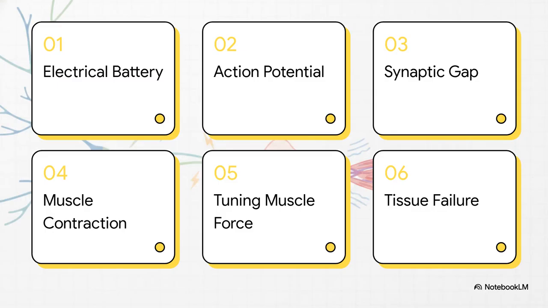To answer that, we're going on a chronological journey. We'll be looking at the body's electrical battery, firing the action potential, crossing the synaptic gap, mechanics of muscle contraction, tuning muscle force, and lastly, when excitable tissues fail.